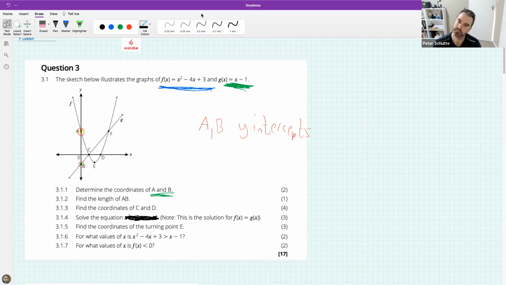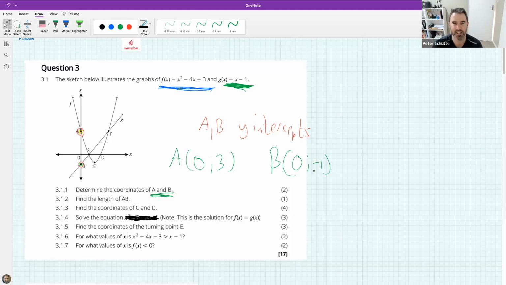So for A, which is on the parabola, students are saying that A's coordinates are (0, 3). And I agree with that. But I'm going to ask students how they got that in a moment, but that is the correct answer. Now for B, students are saying in the chat (0, minus 1), which I agree.